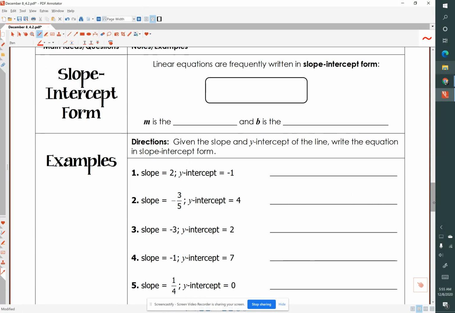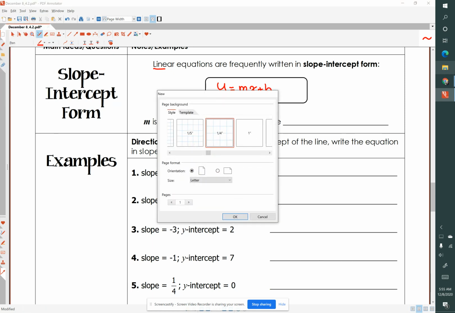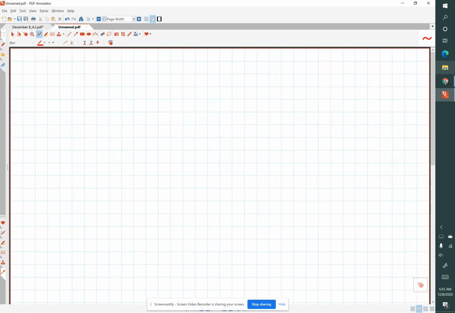So here we are, slope-intercept form. Linear equations, equations that result in a line, we see that word there, are frequently written in slope-intercept form. And slope-intercept form is y equals mx plus b. So I'm actually going to get another document because I want to talk about that a little bit. So slope-intercept form of an equation.